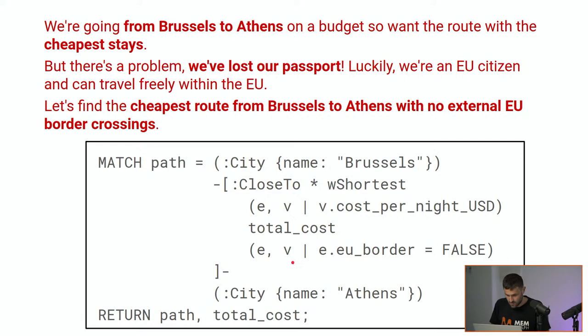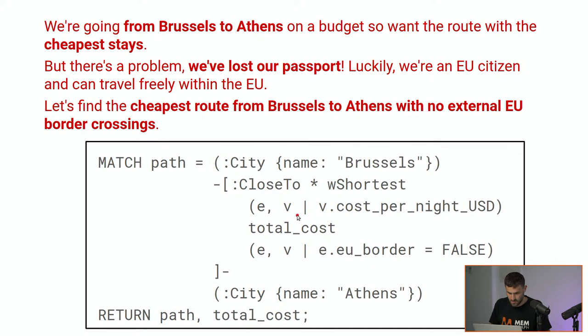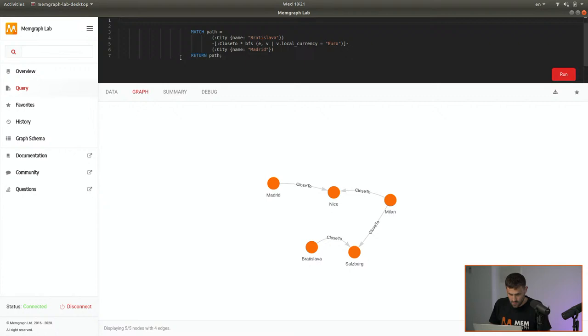And then the second lambda here is a lambda used to filter these countries that are not within the European Union. Very similar. This is equivalent to the lambda in the BFS. And then we specify the target city and just return a path and total cost. So I'm gonna take the query here and execute that. So that should be it.